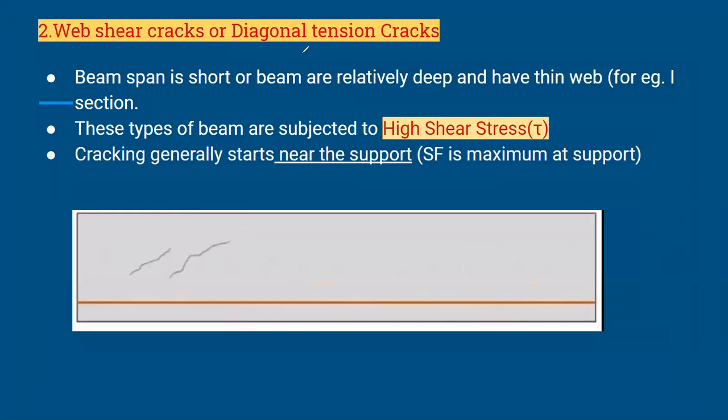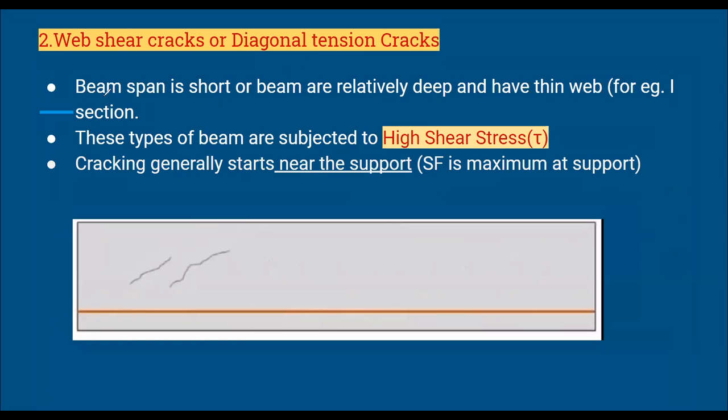So the next thing is web shear crack, or it is also popularly known as diagonal tension cracks. Okay. So यहाँ क्या होंगे? If the beam is short or the beam is relatively deep and has thin web, shear cracks are likely to happen. ठीक है? ये सिचुएशन पे अगर आपका बेंडिंग मोमेंट काफी लो है, शेयर फोर्स, जिसको V से भी डिनोट किया जाए, काफी हाई है, तो वेब शेयर क्रैक्स डेवलप होंगे.